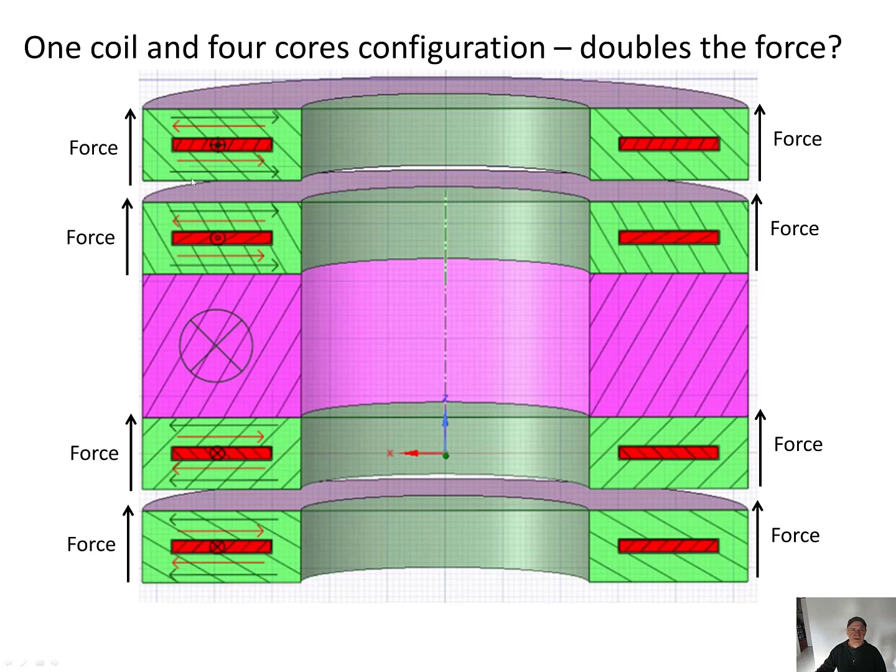Now, 1 coil and 4 cores configuration. Does it double the force? I'm not so sure if it does or not, but it does. I don't know if there are any interacting forces which negate the additional force caused by it. I'm not sure.